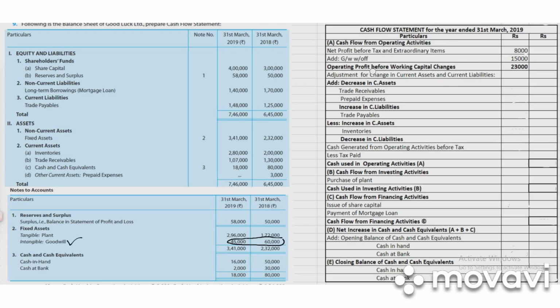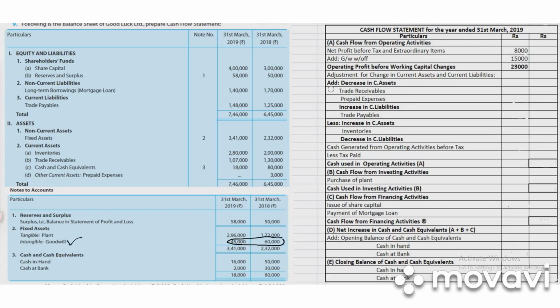Okay, so after getting this operating profit, we have to adjust the working capital. We have to find out the working capital changes. So when we say working capital, we mean the changes in current assets and current liabilities. So it is very simple, dear students. Here in the balance sheet, you have to pick up the current assets and the current liabilities one by one. Then you will have to see whether it has increased or decreased. Then we will have to adjust it accordingly.